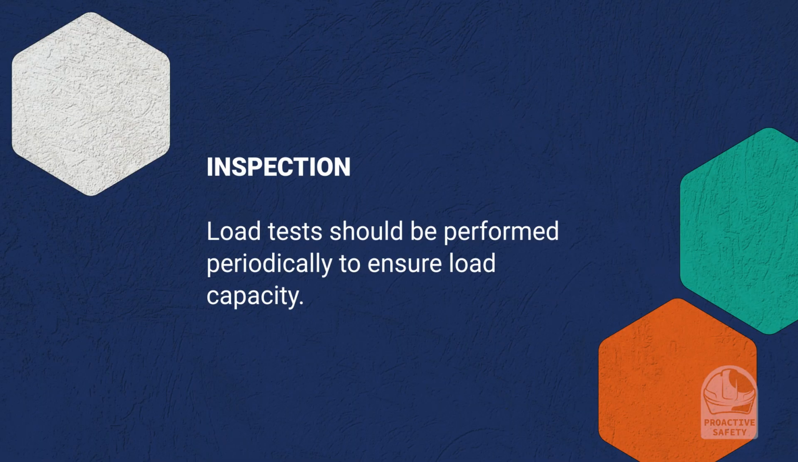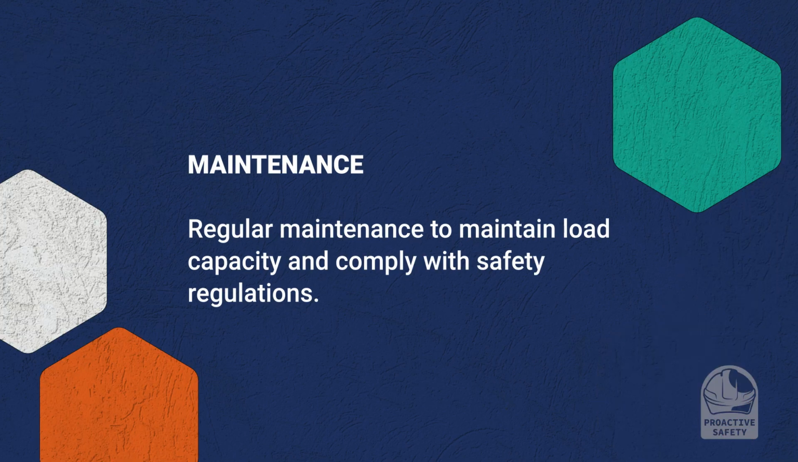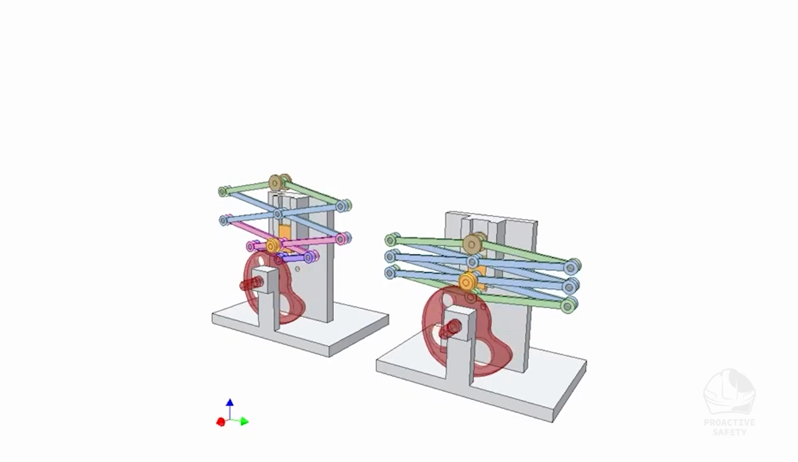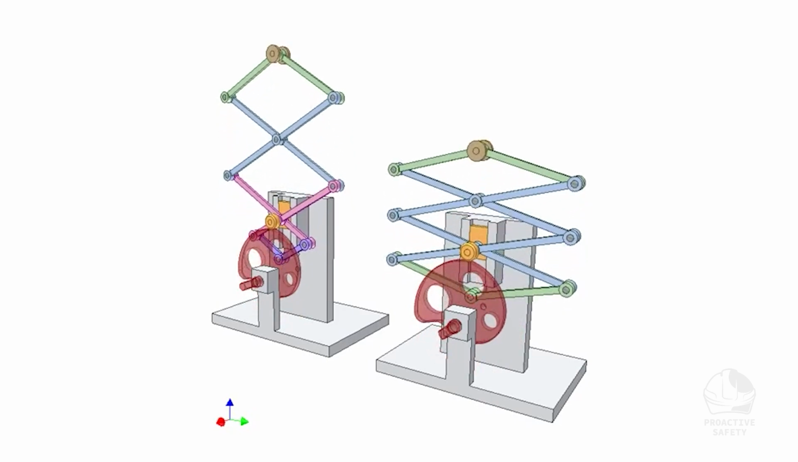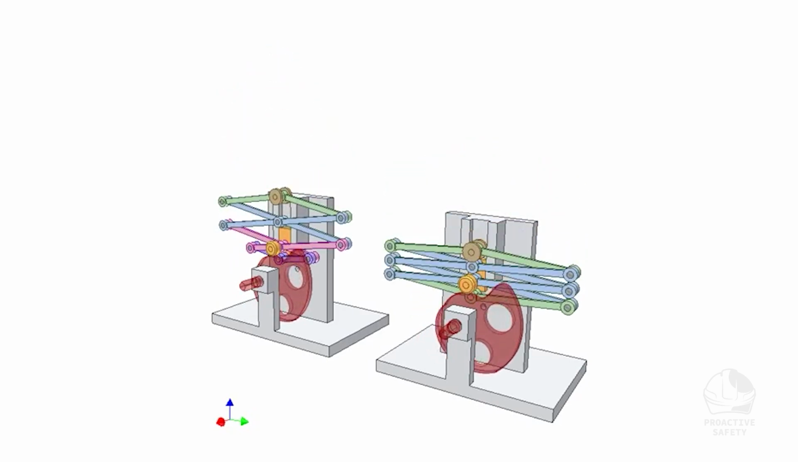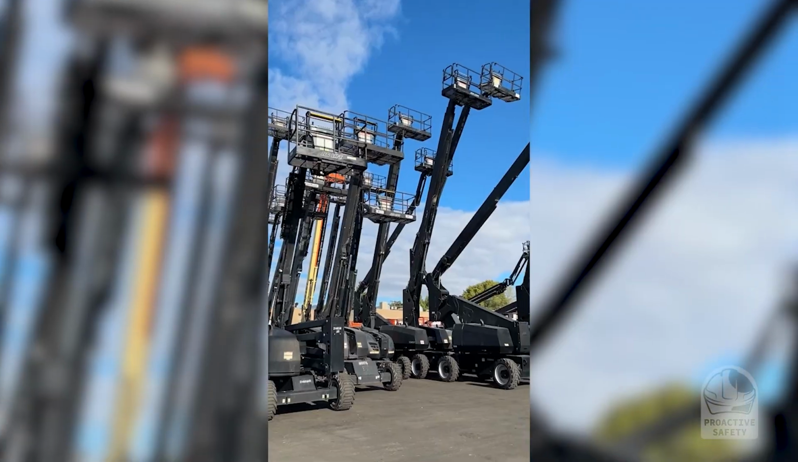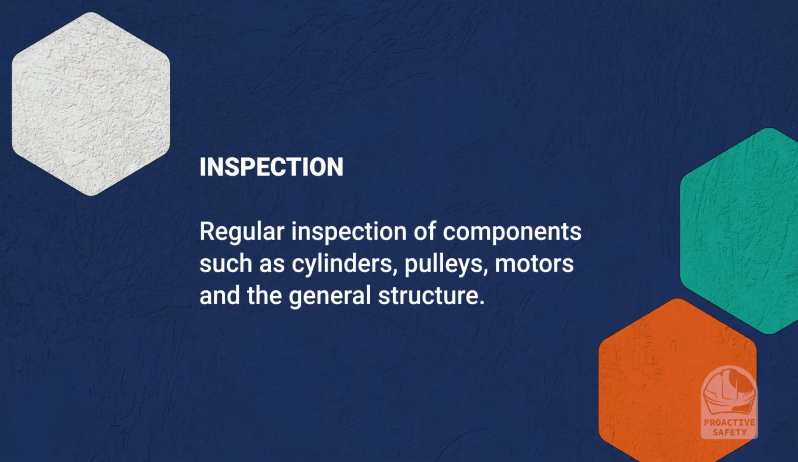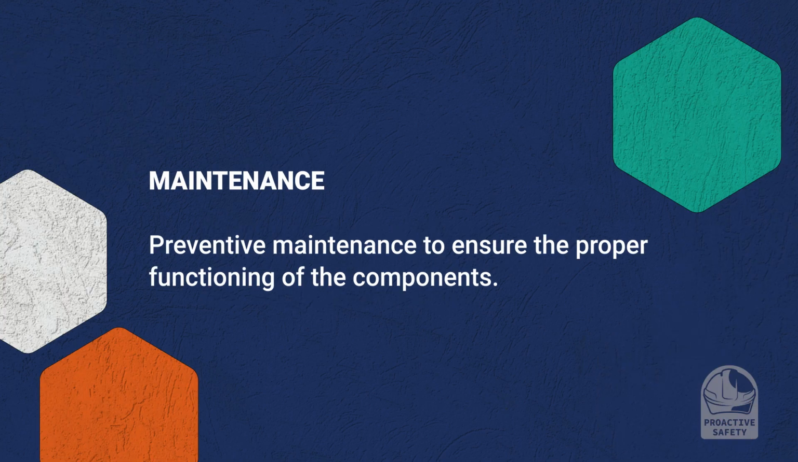Load tests should be performed periodically to ensure load capacity. Maintenance. Regular maintenance to maintain the load capacity and comply with the safety regulations. Elevation and anatomy components. Lifting components include hydraulic cylinders, pulley systems, motors, and chains that allow the platform to be raised and lowered. Anatomy refers to the overall structure of the equipment, consisting of a platform, a mast or arm, and lifting system. Inspection. Regular inspection of components such as cylinders, pulleys, motors, and the general structure. Maintenance. Preventative maintenance to ensure the proper functioning of the components.